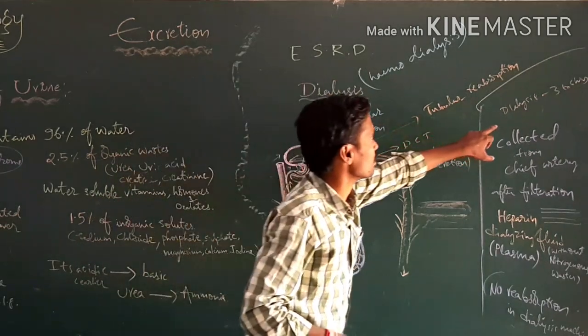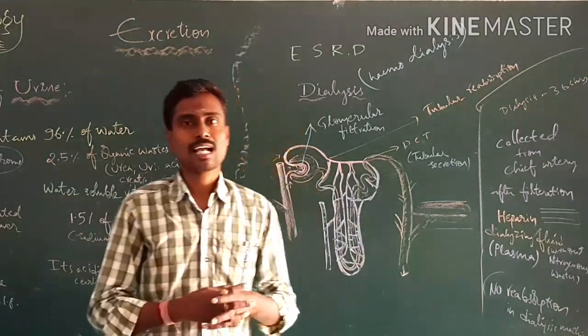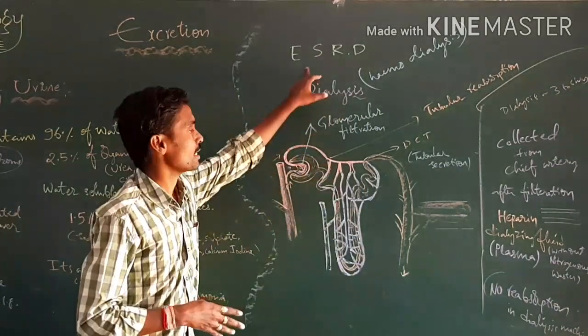But each dialysis session takes 3 to 6 hours. So this is the process of dialysis which is required for ESRD patients.